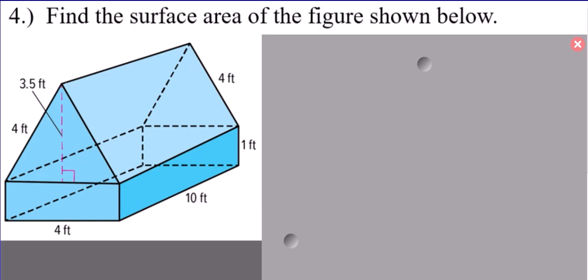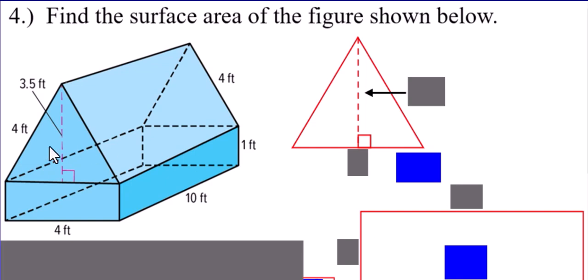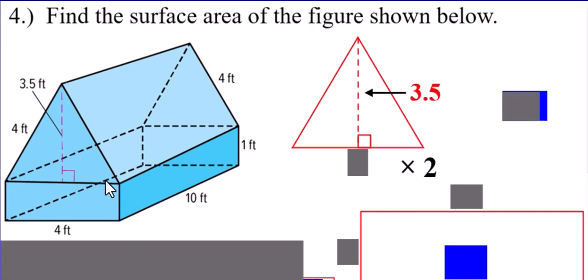And finally, problem number 4. This kind of looks like a barn, or a really not tall house with a huge roof. I'm not quite sure what you would call this thing. So let's break this down. What do we have? Well, we have the 2 triangles. They're pretty obvious. The one in the front, the one in the back. 2 of them. Height of 3.5 and a base length of 4, because the length going down here of 4 would match as the base length here of the triangle.